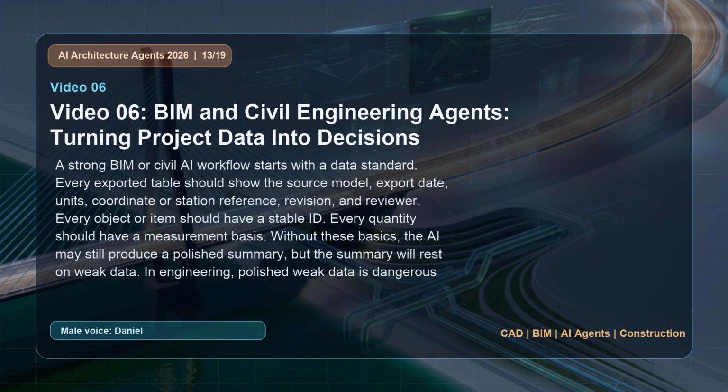A strong BIM or Civil AI workflow starts with a data standard. Every exported table should show the source model, export date, units, coordinate or station reference, revision, and reviewer. Every object or item should have a stable ID. Every quantity should have a measurement basis. Without these basics, the AI may still produce a polished summary, but the summary will rest on weak data. In engineering, polished weak data is dangerous because it looks more reliable than it is.